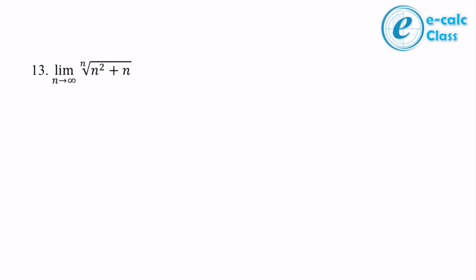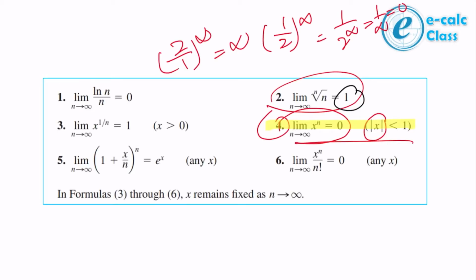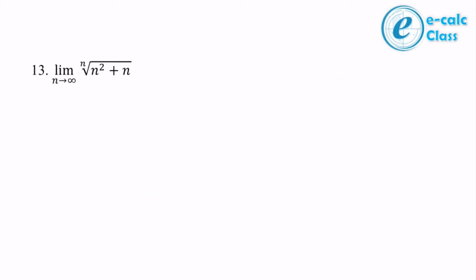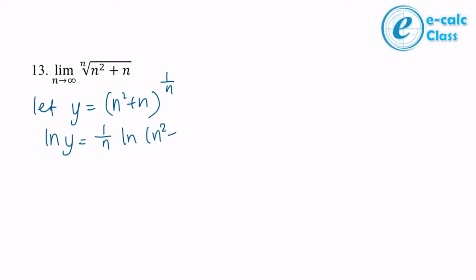Okay, we have a weird power, and for this one we can't directly use the table. Why? Because in the table, the nth root of n has to be nth only. It has to be 1 term only, and in this case we have 2 terms inside. So we have no choice but to introduce let y. Let y be, I will just write it in exponential form instead of surd form. Ln y would be 1 over n ln of n squared plus n.